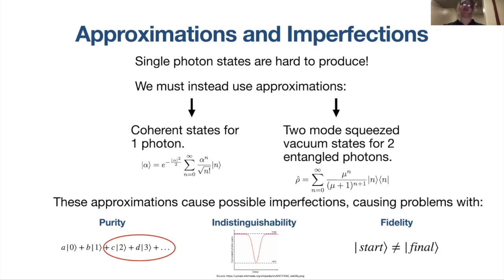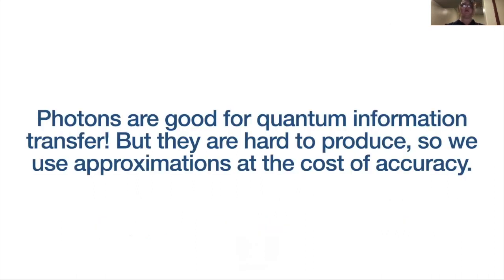Lastly, we can measure fidelity, which is a measurement of how close a starting quantum state and a final quantum state are after a protocol. Obviously, we want the starting state and the final state to match as much as possible, and so we want high fidelity. But approximations can cause problems with this. To summarize, photons are good for quantum information transfer, but they're also hard to produce, and so we use approximations instead at the cost of accuracy.